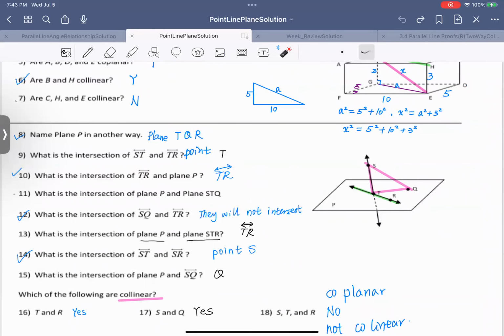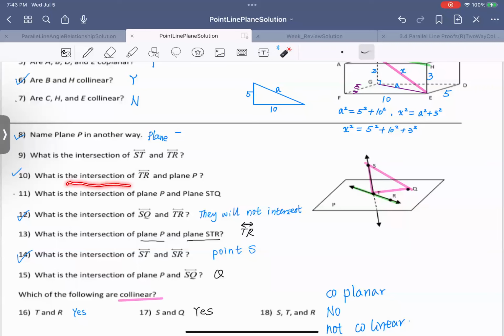Haiti, I want you to read this question and tell me what is the answer. What is the intersection of ST and TR? ST and TR. Yes. ST is going down here. TR is going this way. They crossing at right here. T. Yes.